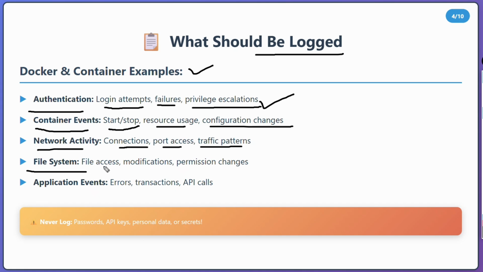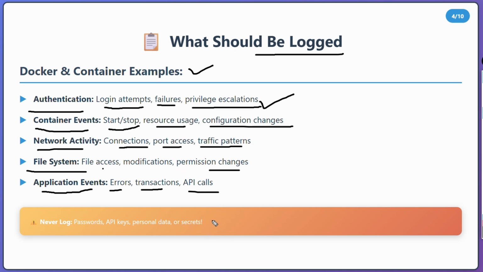The fourth point is the file system. It includes file access, modifications, and permission changes. So we can monitor file access, any changes, and permission updates. This helps to identify tampering or any data exfiltration attempts. The final point is application events, which include errors, transactions, and API calls. Capturing application level logs is useful for debugging and understanding user behavior.